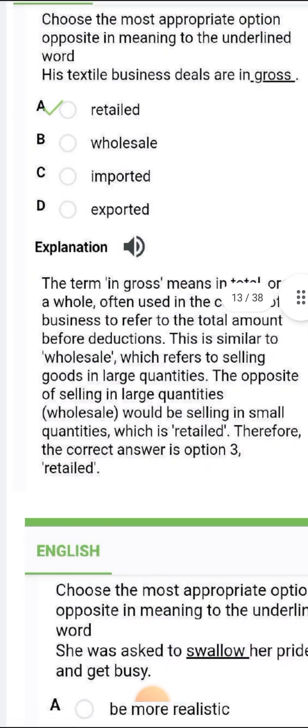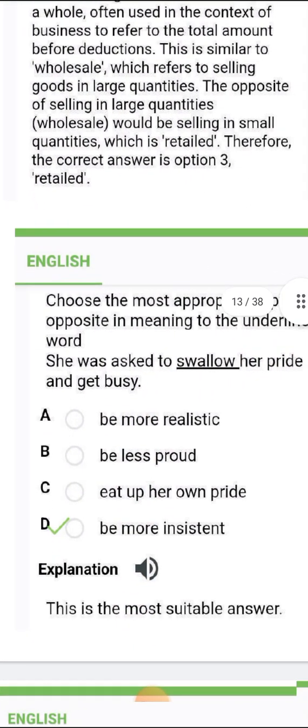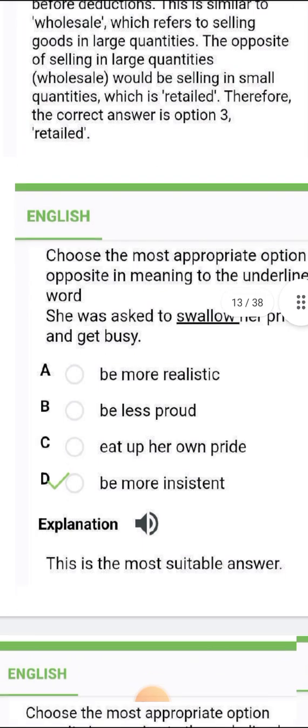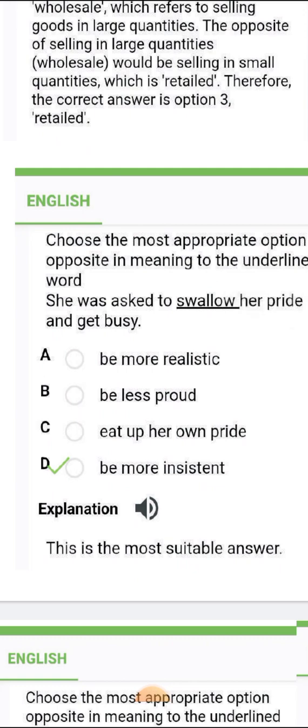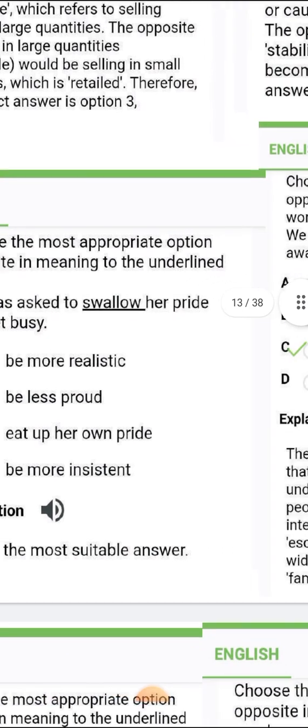Alright, the next one is swallow. The opposite word there is be more insistent. Opposite word is more insistent.